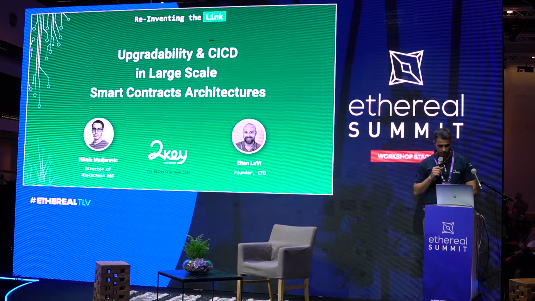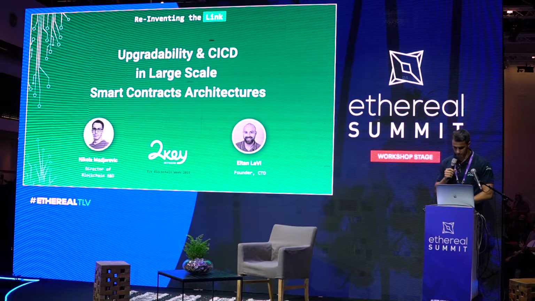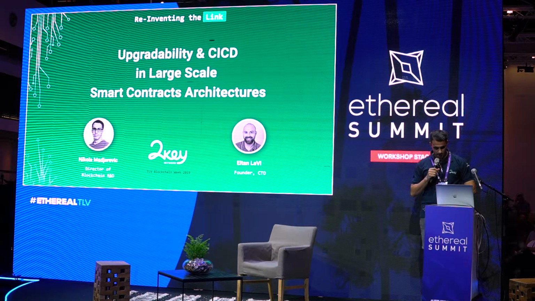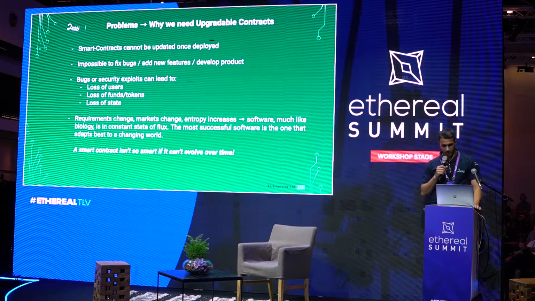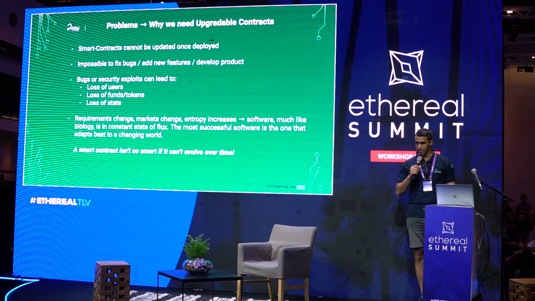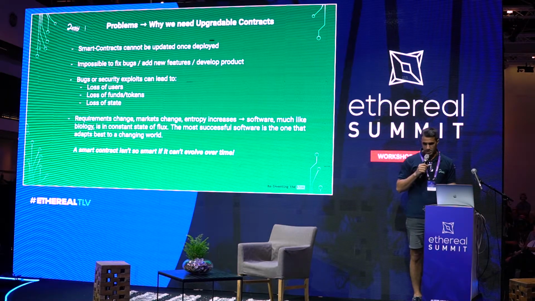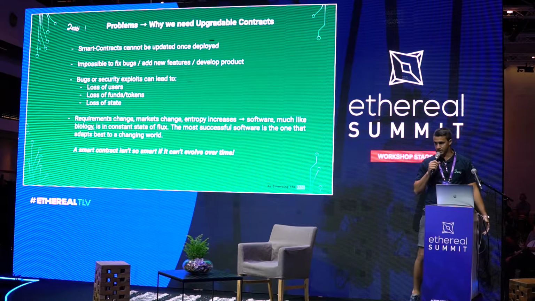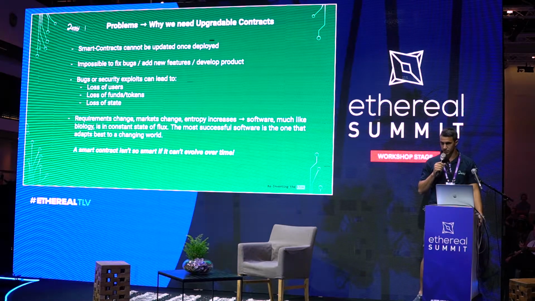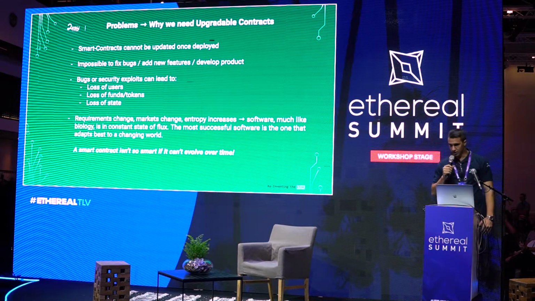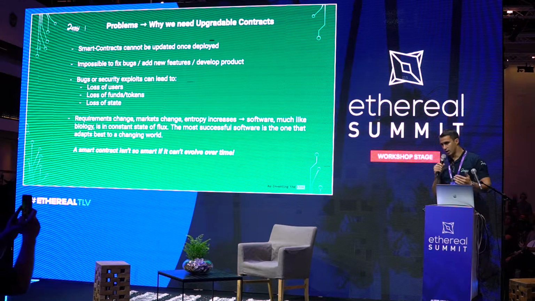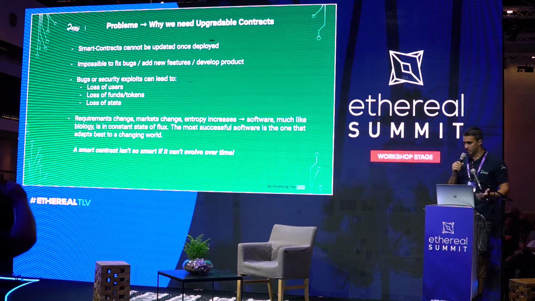So today we'll cover upgradability and large-scale smart contract architectures. And we'll discuss the problems which actually inspired us to bring in upgradable contracts. The first one is that smart contracts can't be updated once they are deployed. The second problem was that it's impossible to fix any bugs, add new features, or develop the whole product, which is also very bad. The third thing is that it causes a lot of bugs or security exploits, which can lead to loss of users, loss of funds or any tokens held by users, loss of the state.